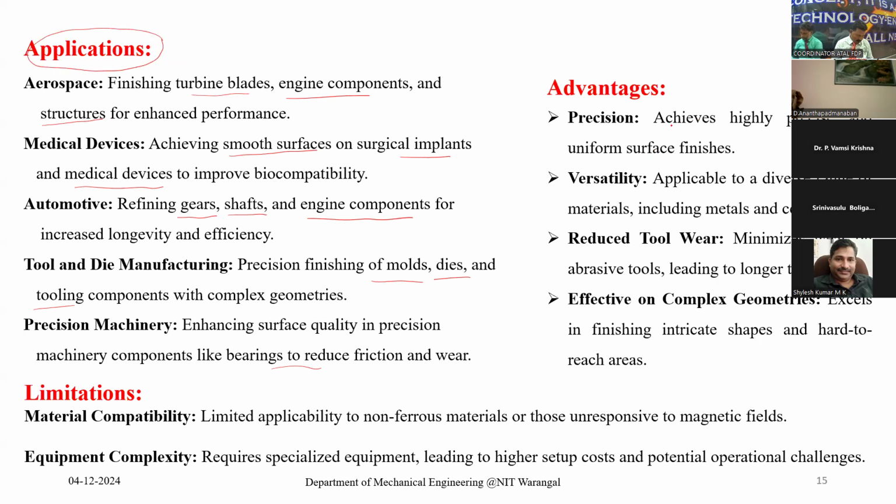And the advantage here is precision. That is, we get a highly precise and uniform surface finish, and this is very versatile. That is, it is applicable to a different range of materials, both metals and ceramics. And also here the tool wear is very minimal, because we can use abrasive particles and iron powder for a longer time, because this is not exactly a tool. We are just using the magnetic field and we are binding the iron particles and abrasive particles together in the form of a circular brush, and then we are using that.